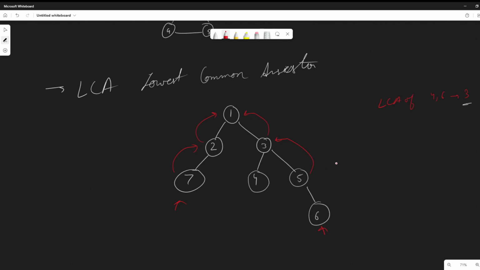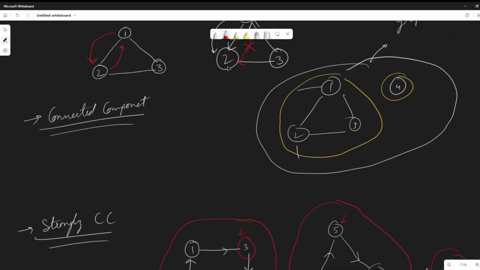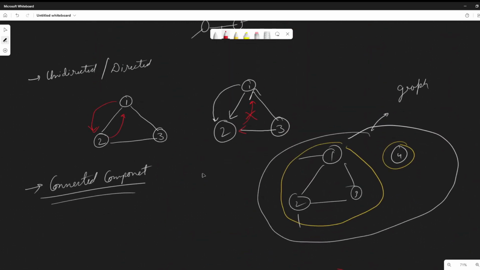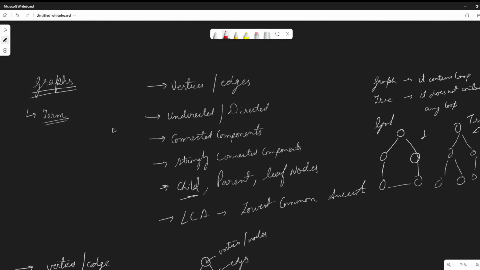So this is how we can find it. Basically it's like a family relation. We have to find our grandfather from our family tree. It is a family tree, simple. So this is all about the terminologies which are used in a graph.